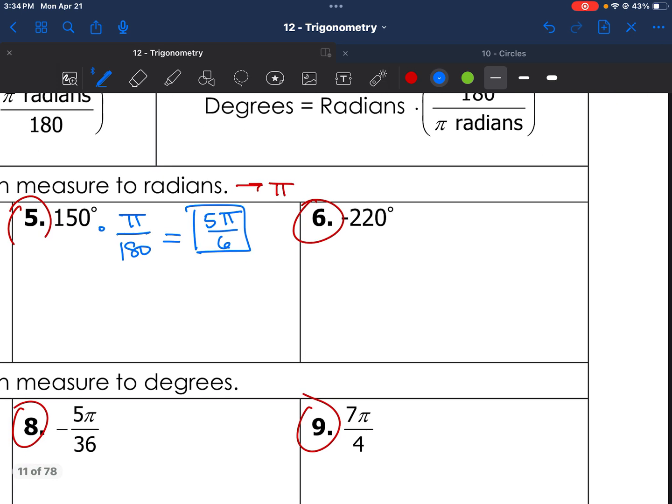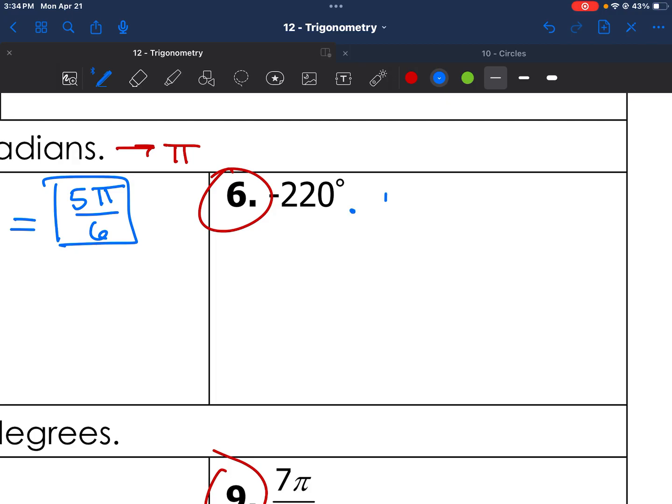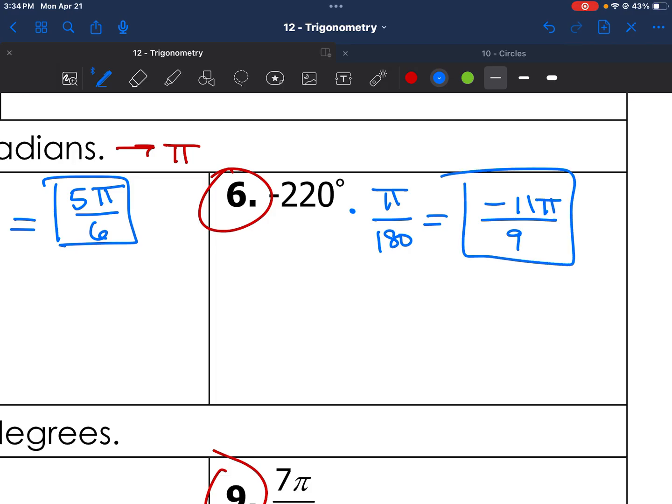And if it's a negative degree measure, again, it does not change anything. We would multiply by pi over 180. Negative 220 divided by 180 reduced is negative 11 over 9. And of course, we stick the pi on there. Negative 11 pi over 9 radians.